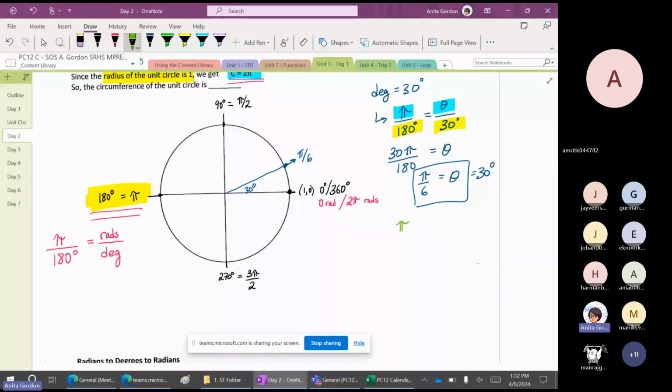Pi over 180 equals theta over 45 degrees. Theta equals what? Reduce the fraction. 45 over 180. How many radians? Pi by 4. Okay, that's my next angle. So 45 degrees is the same as pi by 4.